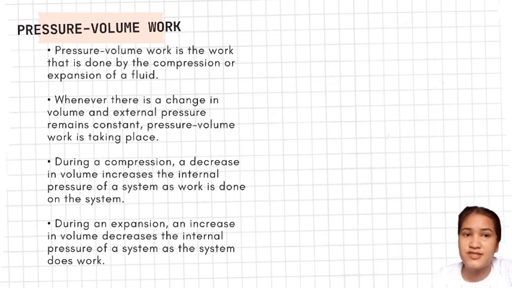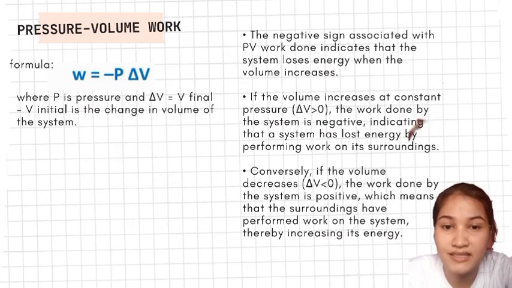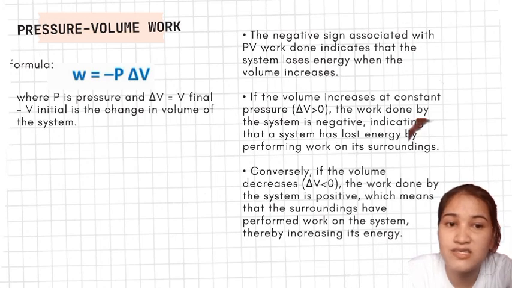Pressure-volume work is done whenever we have a volume change against an external constant pressure. We have an expansion when there is an increase in volume and compression when there is a decrease in volume. We can use the formula work is equal to negative P delta V, where P is the pressure and delta V is the final minus the initial volume. Work here is negative because it is being done on the surroundings. During a compression, work is going to be positive because work is being done on the system.